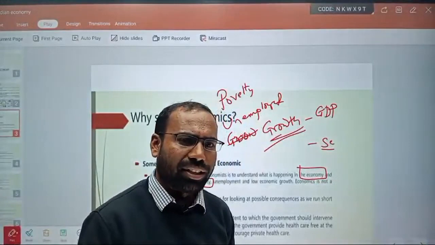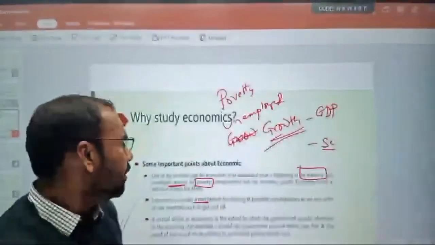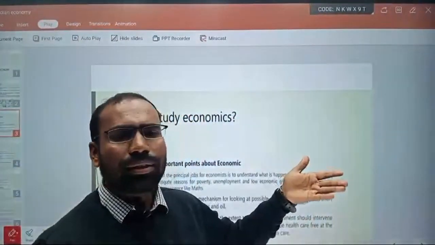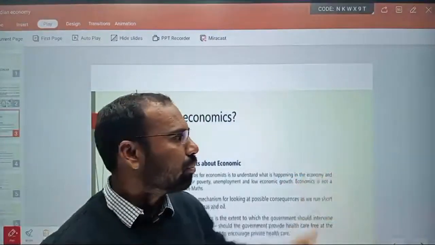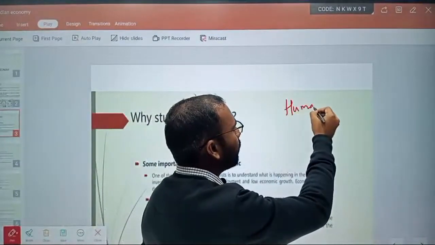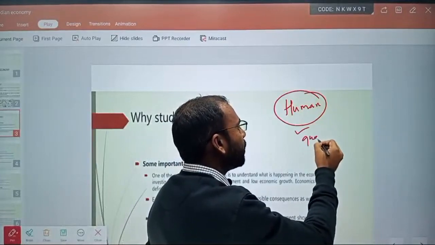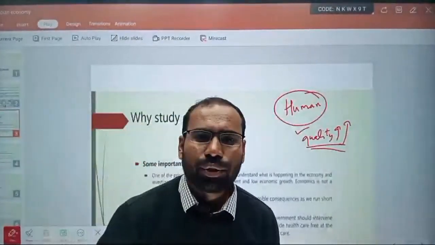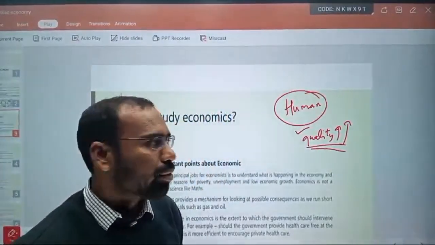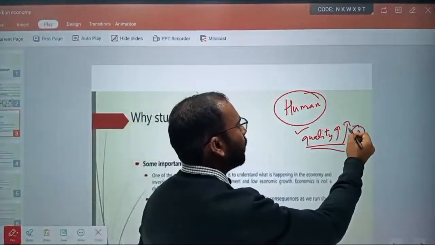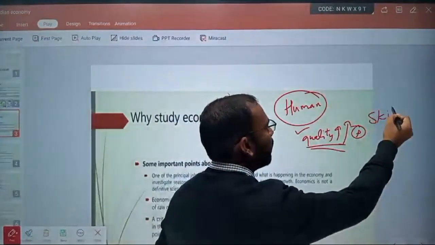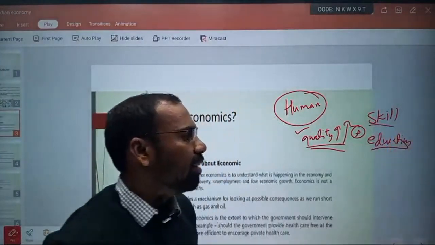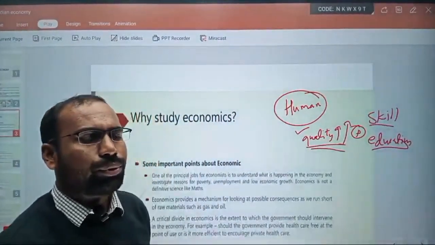We will also try to understand the quality of human, what we said in the last slide about the factors of production, and the fourth one is enterprise. Enterprise is a human. If the quality of human is good, then you can generate a lot of value from them. If he is skilled and educated, he has the potential to create more wealth.